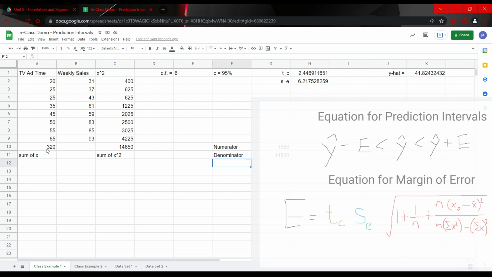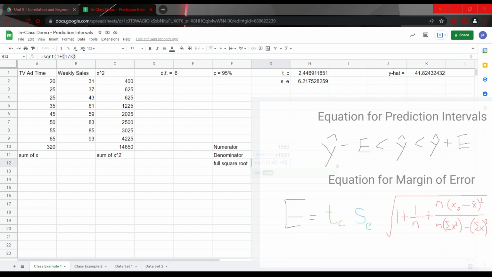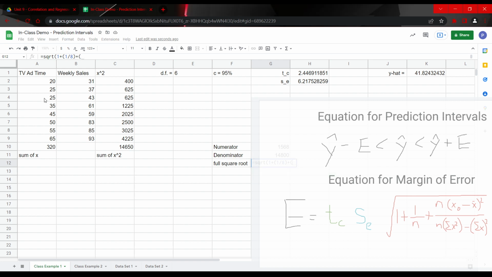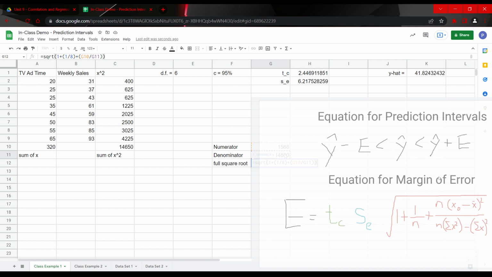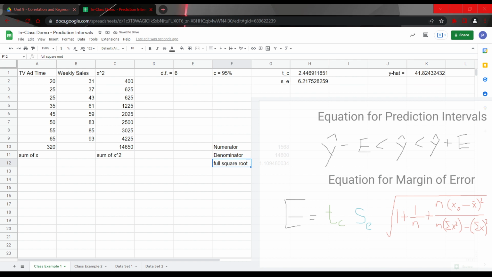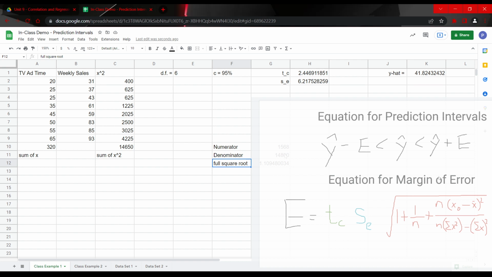So now let's put it all together. Full square root. This is equal to the square root of 1 plus 1 over n, so 1 over 8, plus, and then I can just do the numerator divided by the denominator. Again, if you find that it is easier to do all of this on a calculator where you can actually see the fractions, go for it. I'm not gonna stop you there. And so my full square root is 1.11.